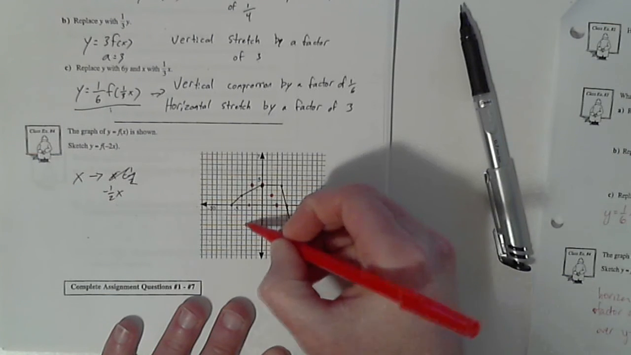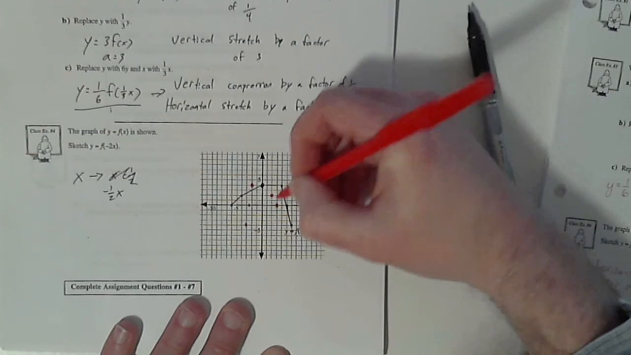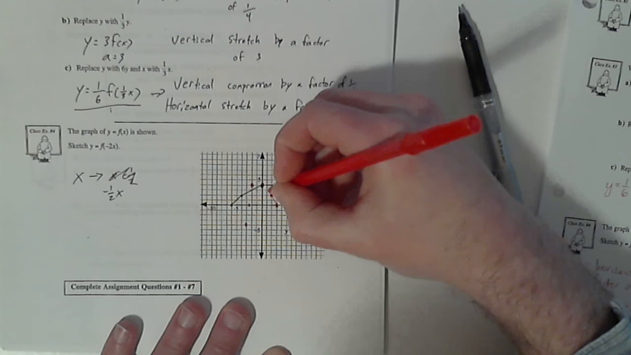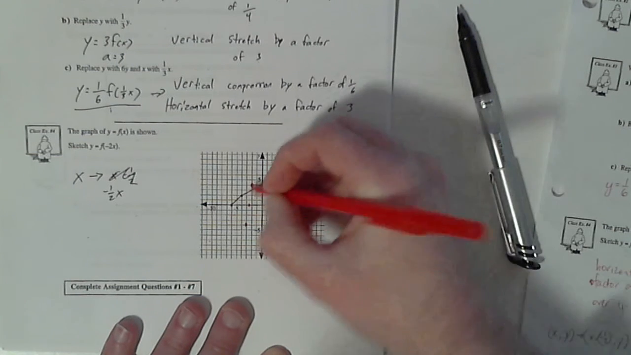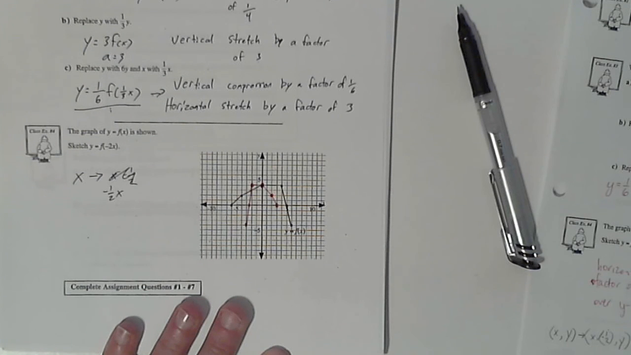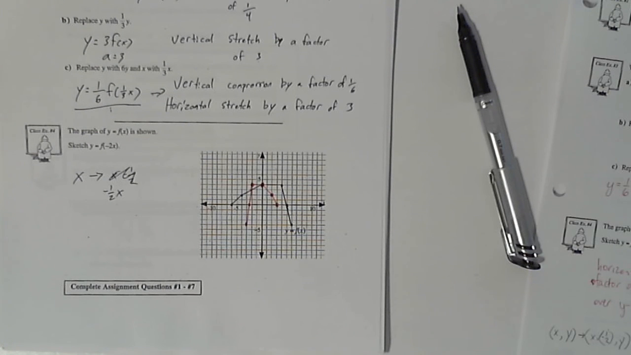So very steep at the end there. And then you just have to connect the dots. No arrows for this one, because this one has actual endpoints. And that's pretty much all we're doing for that.